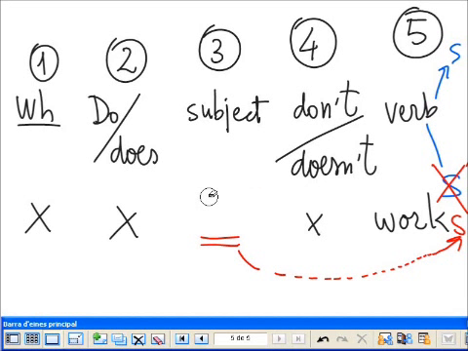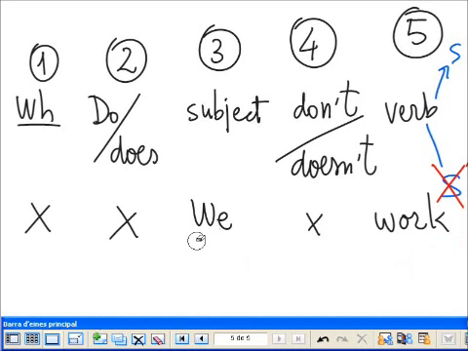Now, what happens if I say que nosaltres treballem? We. Now, we is not third person singular. It's not he, she, or it. So, we work. And if we say ells treballen, or simplement treballen, they, the subject is they, I cannot send an S to the verb. I cannot say they works. It's they work. And that's it. Okay? Good.